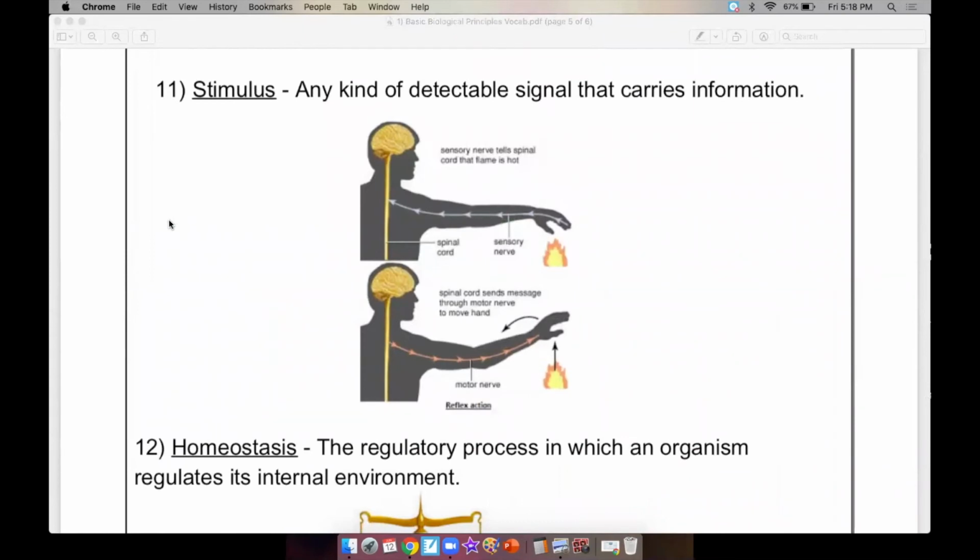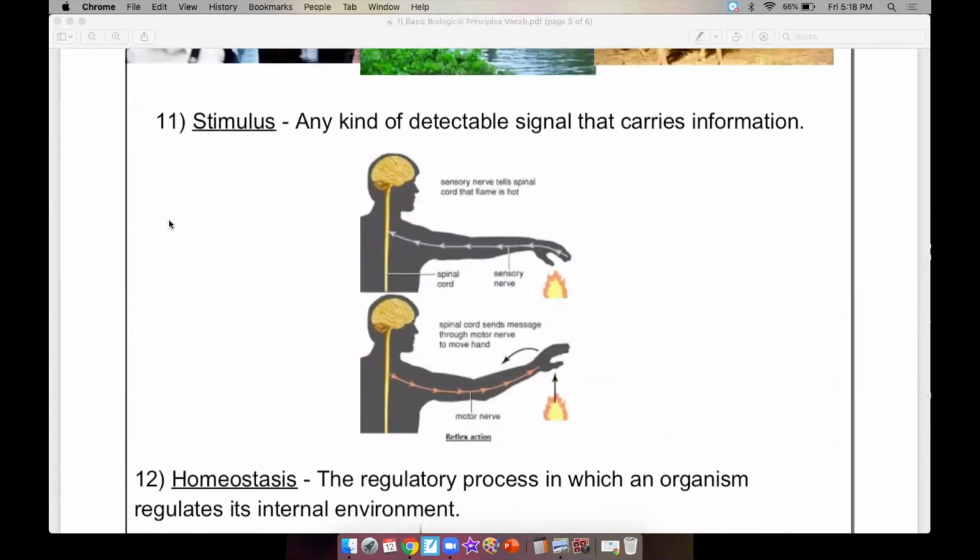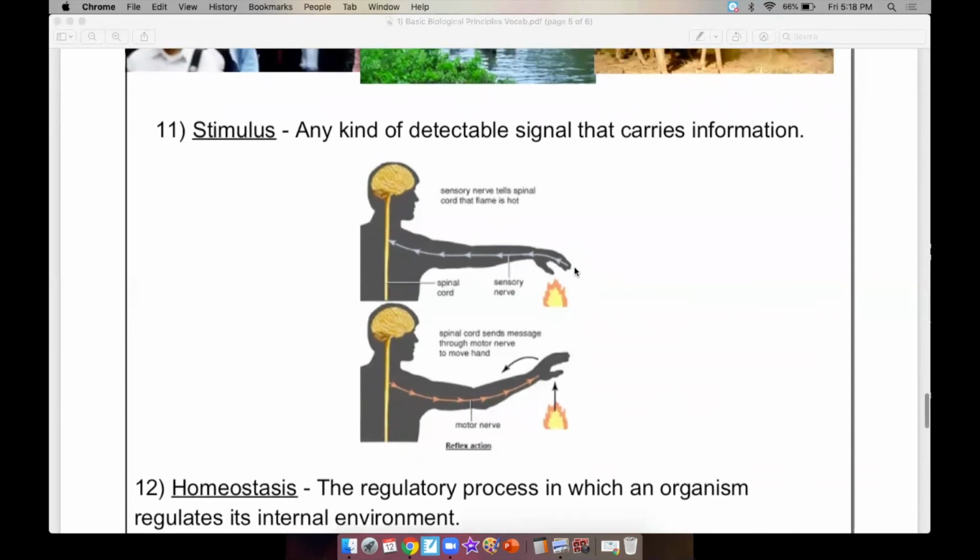Stimulus. Any kind of detectable signal that carries information. Right. That kind of sounds like something else too that's confusing if you're in my anatomy class. We're gonna talk about impulse. The impulse is the information going through your nervous system. Right? A stimulus is the thing that causes that impulse. In this case, the fire burning the hand, that's the stimulus. Right? And then it sends the information as an impulse to your spinal cord and your brain, and your body does something. Right? So stimulus is any kind of information to your body.